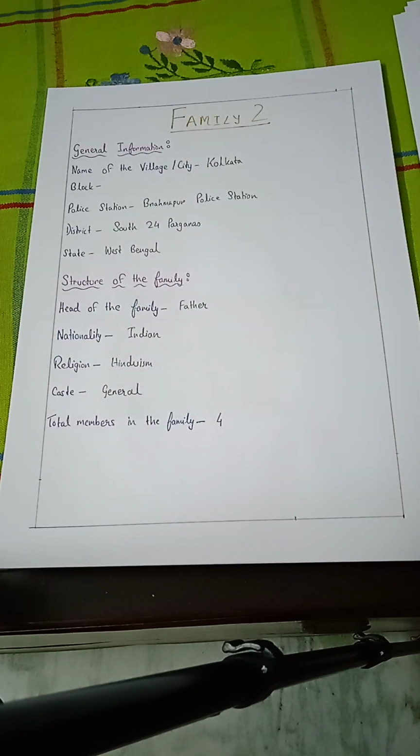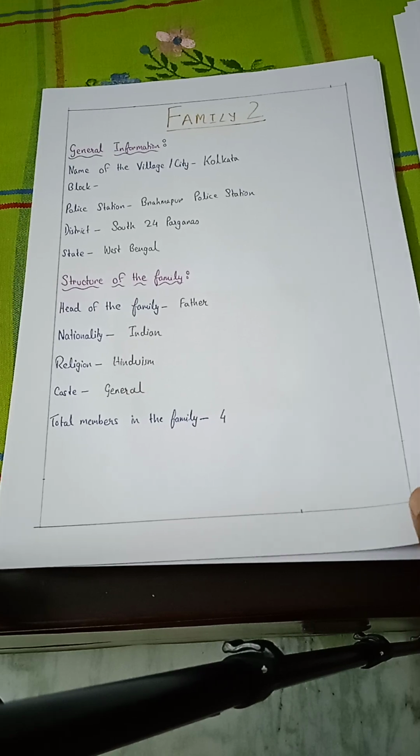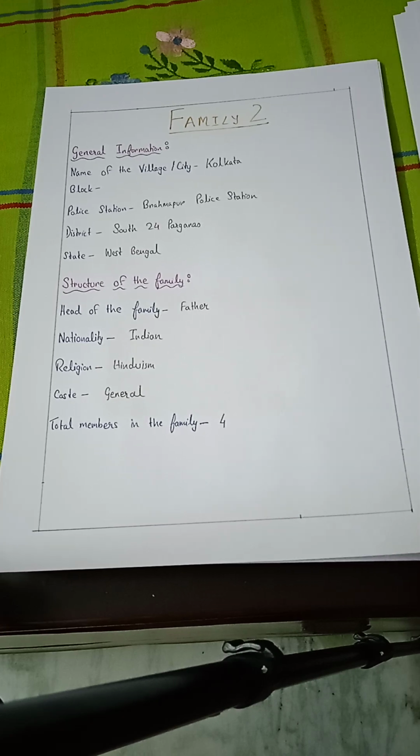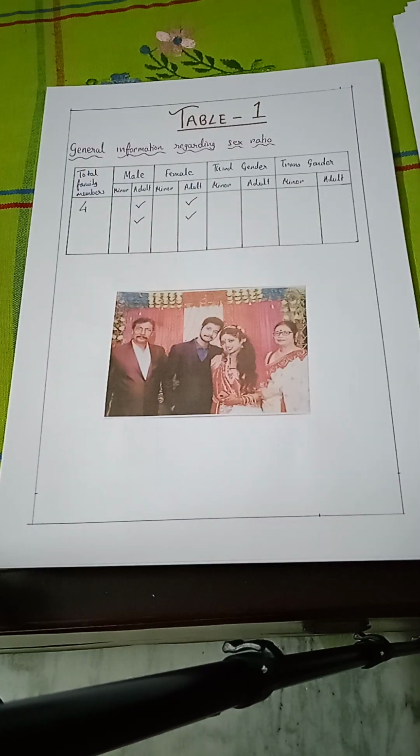Then family 2, in the same way: general information, structure of the family, you have to mention the same things here. Obviously it's not the same content, but in the same way you have to write all this, and according to the points you have to give the information. Then that is table 1, again the general information regarding the sex ratio.